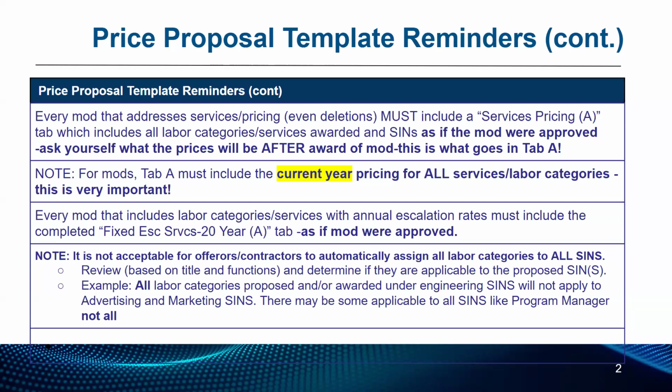It is not acceptable for offers and contractors to automatically assign all labor categories to all SINs. This is important. Review your labor categories and functions and make sure that they fall within the scope of that applicable SIN. So let's say you're offering 561210 FAC, which is a facilities and maintenance SIN, and you're offering software services. Many of those software services are probably not going to go under the facilities and hardware category. So you wouldn't want to offer them under both SINs.